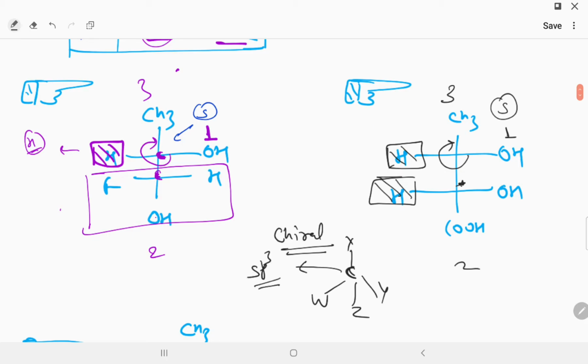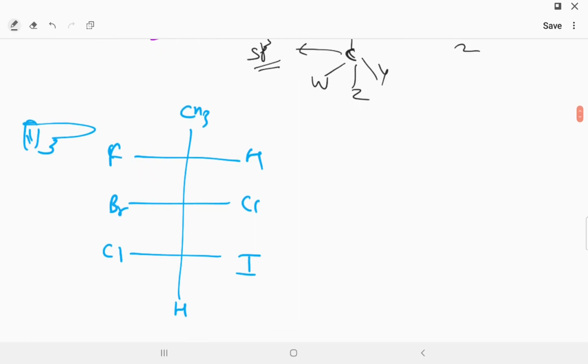So in this the dash priority is H, again on the horizontal. OH is the first priority group. Then this is the carbon containing oxygen, this is a carbon containing only one oxygen, this is containing 2 oxygen. So priority 2 and this is 3. So 1 2 3 again horizontal clockwise. This means S. So in this both chiral carbons, above and below, contain S configuration. So guys, I think this is very clear to you. Now we go forward to the next question.